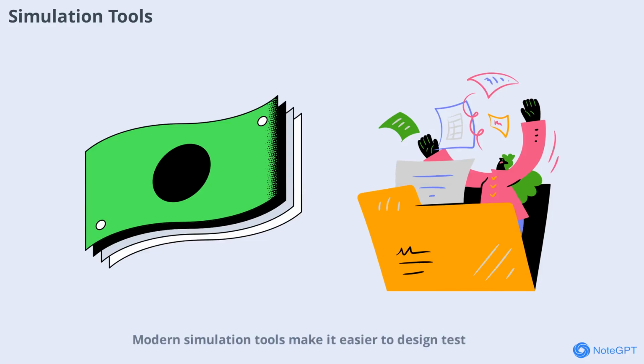Modern simulation tools make it easier to design, test, and debug sequential circuits. These tools allow you to model circuit behavior, visualize timing diagrams, and catch errors before building physical prototypes. Investing time in learning simulation software pays off with faster, more reliable designs.